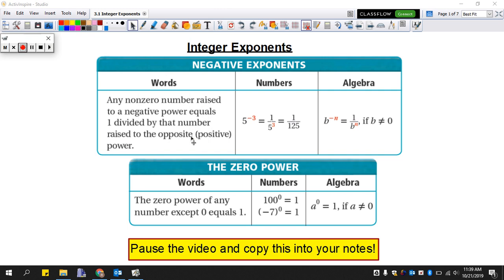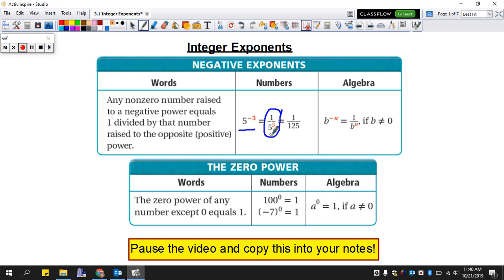In this lesson, we're going to talk about having exponents that are integers, and primarily talking about having exponents that are negative numbers. What this means is that any non-zero base raised to a negative power is equal to 1 over that number raised to the positive power. So in the example that they give us here, 5 to the negative 3 is the same thing as 1 over 5 to the third power.